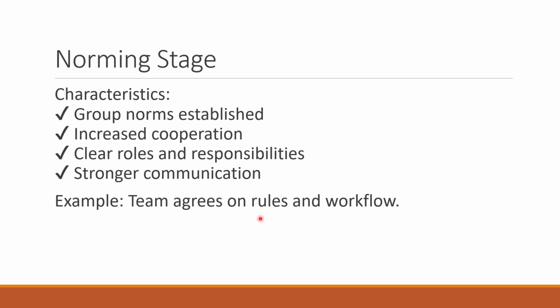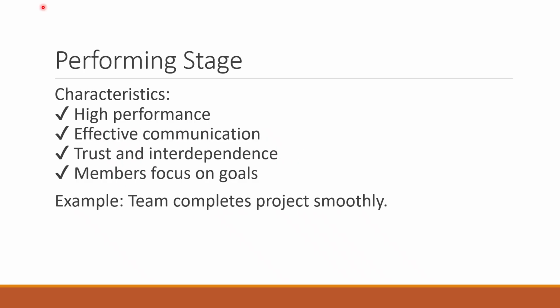For example, a college group preparing for an event finally agrees on the responsibilities: who will design the poster, who will manage the stage, and who will handle the coordination. Similarly, in companies, employees start working smoothly together after agreeing on the timelines and the roles. So this stage of norming is a turning point where the group starts becoming a team.